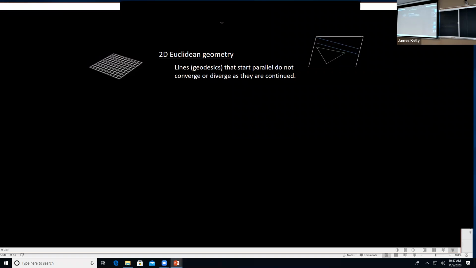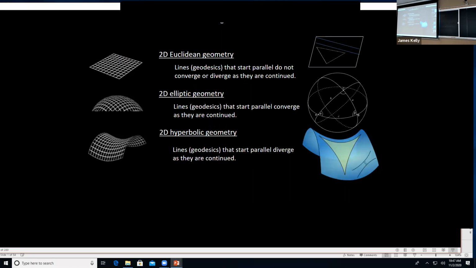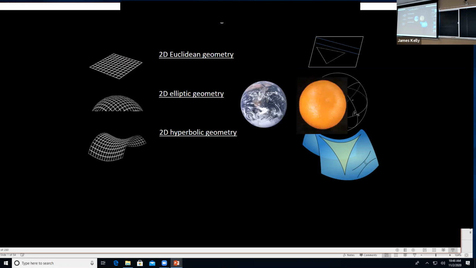So the idea, if we think of lines that start parallel in a flat space, they stay parallel. Lines in an elliptic space that has elliptic geometry get close. If they start parallel, they end up getting closer and closer together as they're continued. In a hyperbolic space, if we start lines, there they are again over here. Those two lines that started parallel to each other, as they're continued, become non-parallel as time goes on.